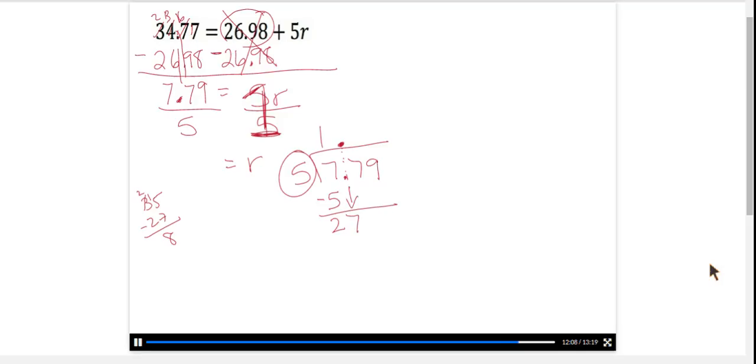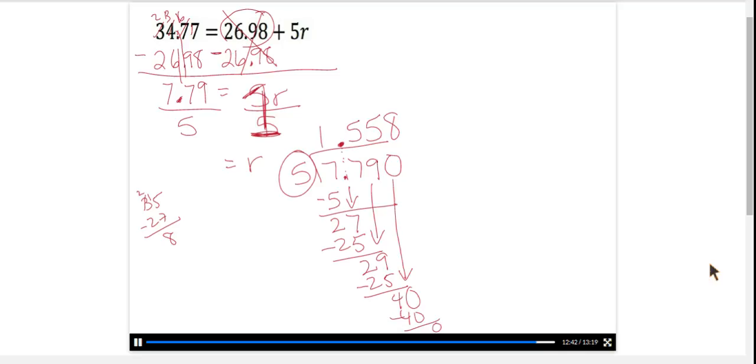5 goes into 27 5 times. 5 times 5 is 25. Now I subtract, I get 2. I bring down my next number, which is 9. 5 goes into 29 5 times, because 5 times 5 is 25. I'm left with 4. So I'm going to add a 0 down here. Bring down my 0. 5 goes into 40 8 times. 8 times 5 is 40. So now I'm left with a remainder of 0.